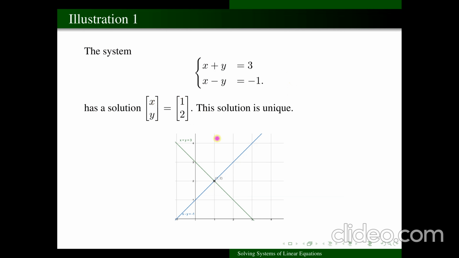The solution is obtained by adding the two equations to obtain 2x equals 2, which gives x equals 1. And then substituting this value to the first row, we see that y equals 2. The graph of the system is represented by two intersecting lines, as shown, and the solution set contains the point of intersection here.